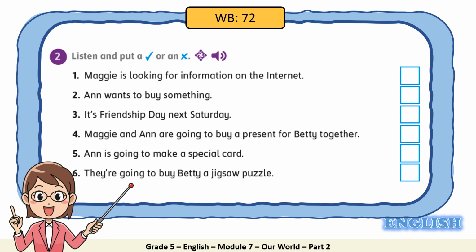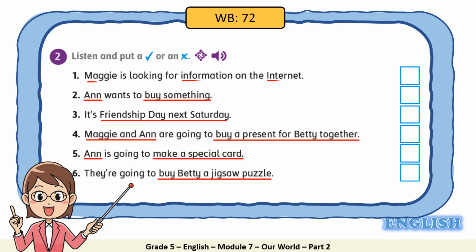In this listening activity, we have to prepare ourselves by reading the sentences very carefully and underlining the key words. Take a minute to read the sentences and underline the key words. Okay, now we are ready to start listening. Listen and put a tick if the sentence is true, or put an X if the sentence is false.